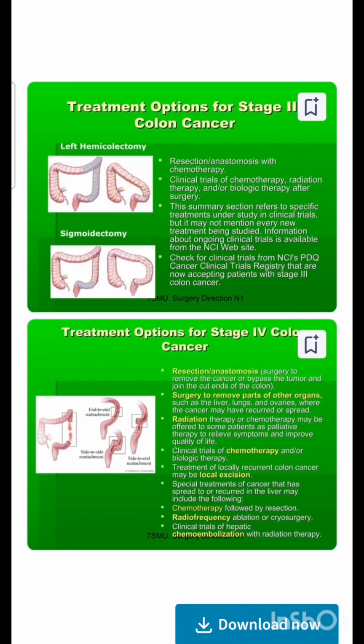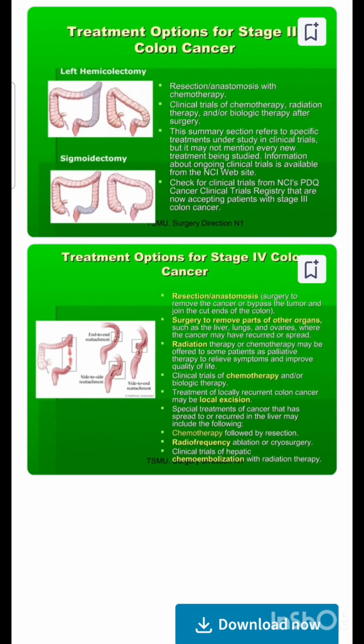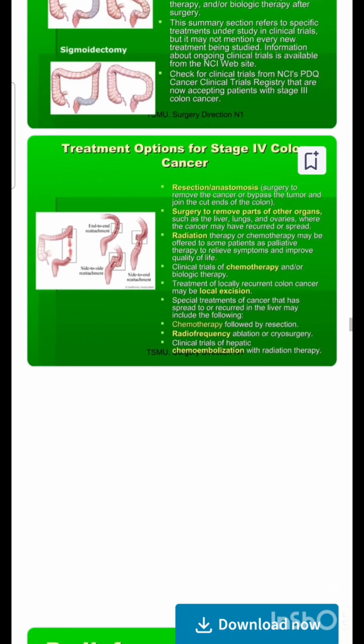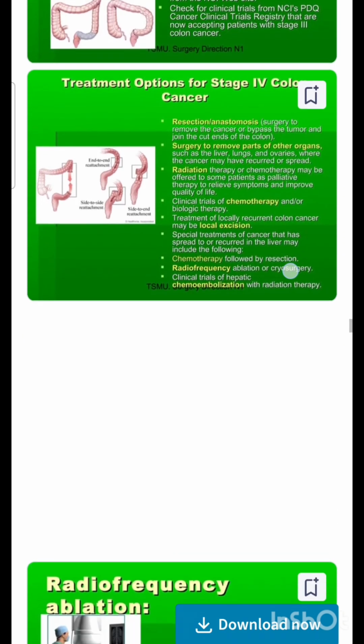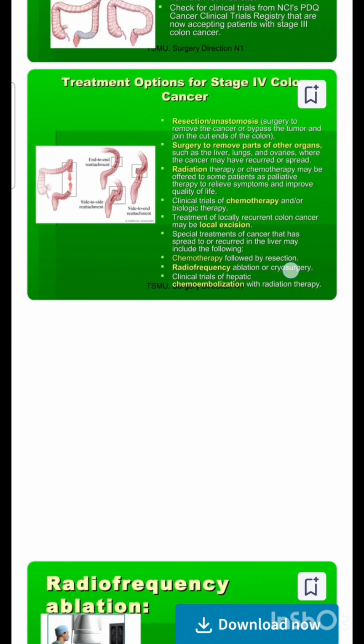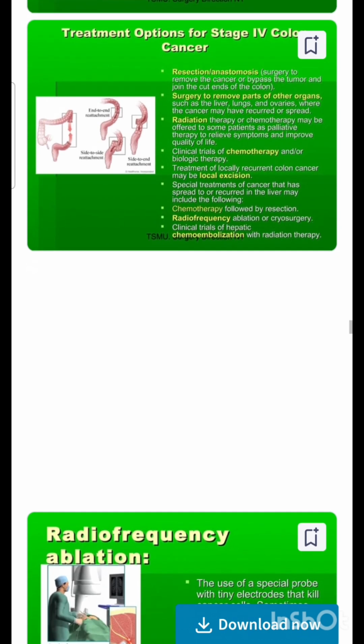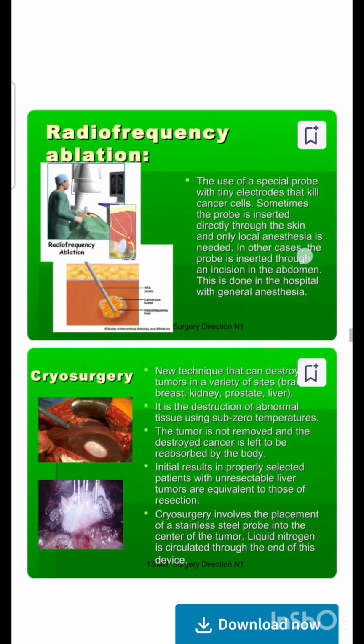Then in treatment for stage 2 cancers, you have left hemicolectomy, sigmoidectomy. Then you can give chemotherapy, radiation therapy. Then for stage 4 colon cancer, you have resection or anastomosis, and surgery to remove parts of other organs. Then radiation can be given, chemotherapy, local excision, radiofrequency ablation, and chemoembolization can be done.